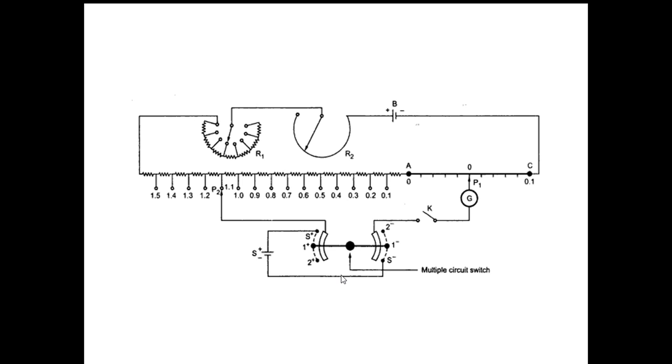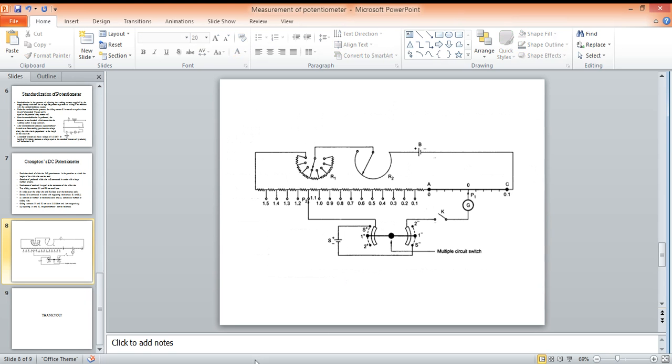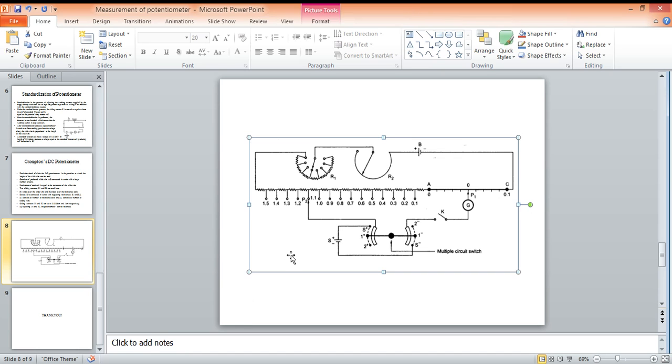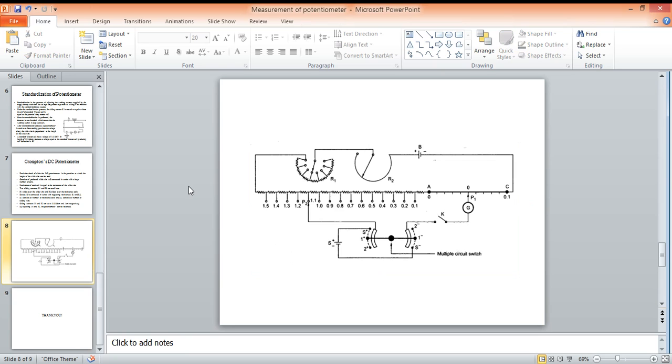This is the last slide. In the next class, that is tomorrow, we are going to study the construction and the operation of standardization of AC potentiometers. So we might start with the AC potentiometers, but we will also start the measurement of resistance and voltmeter and ammeter calibrations. So that's it for today's lecture. Thank you.